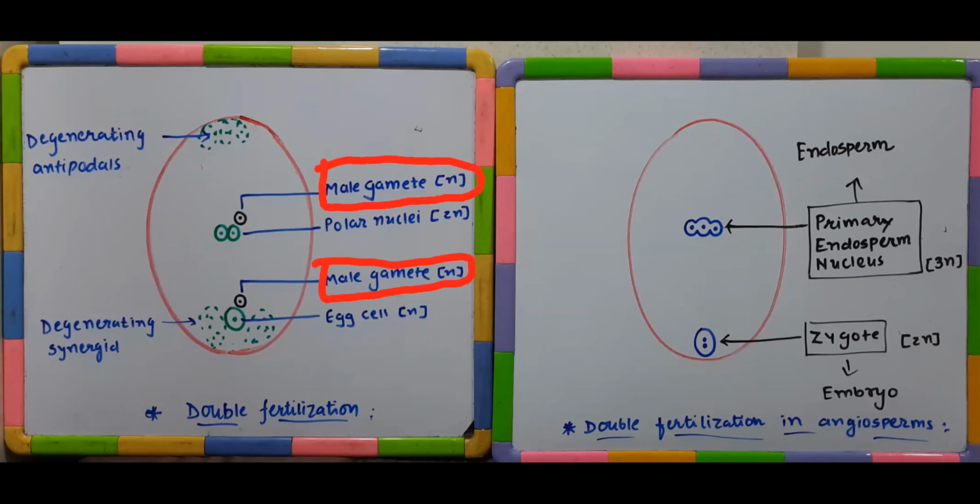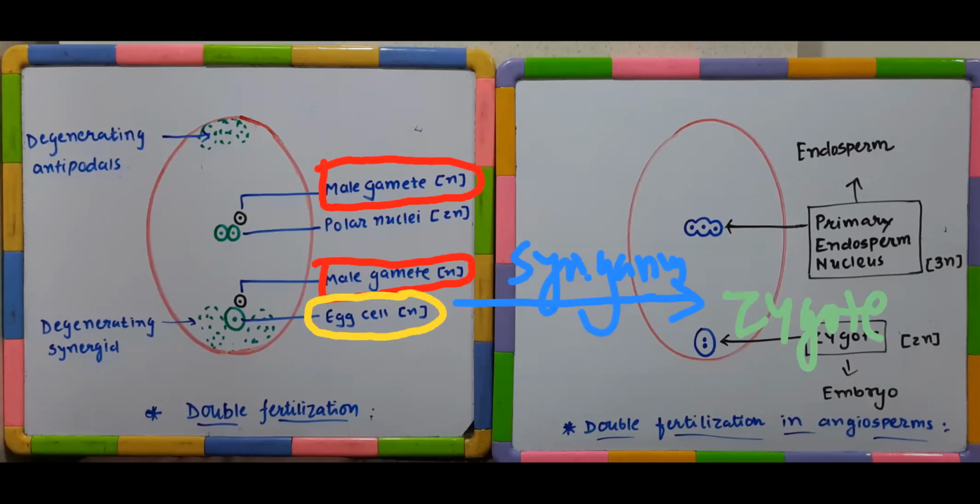One of the male gametes stays near the micropylar end and fuses with the egg cell, the diploid cell. The process is being identified as syngamy. In a way, fertilization. And the product so formed is termed as zygote. This is that zygote, a diploid cell.